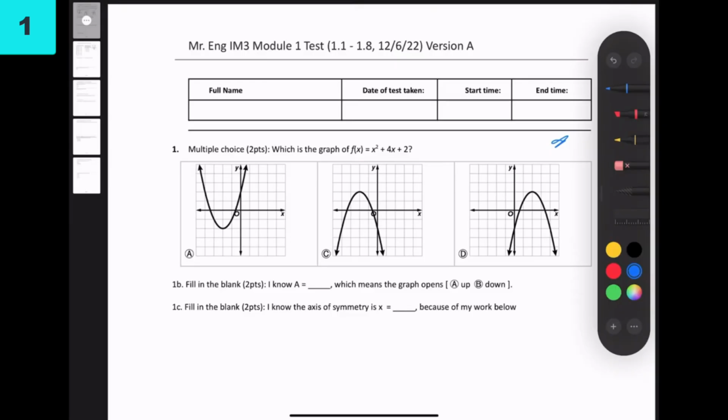Hey guys, let's go over your Module 1 test. This is versions A, B, and D. Sorry for the clicking sound on my pencil. I have to use my backup pen.